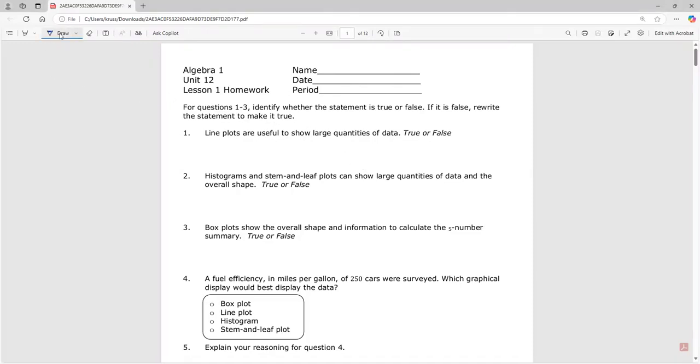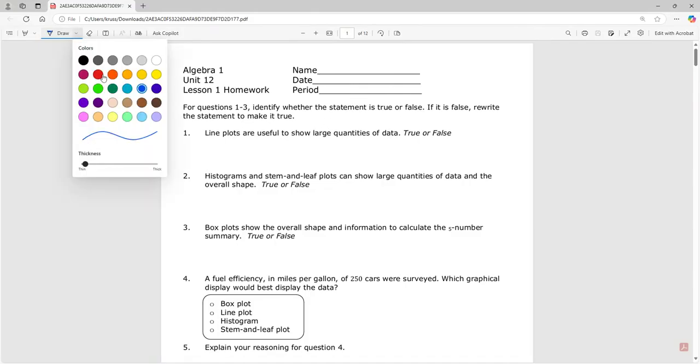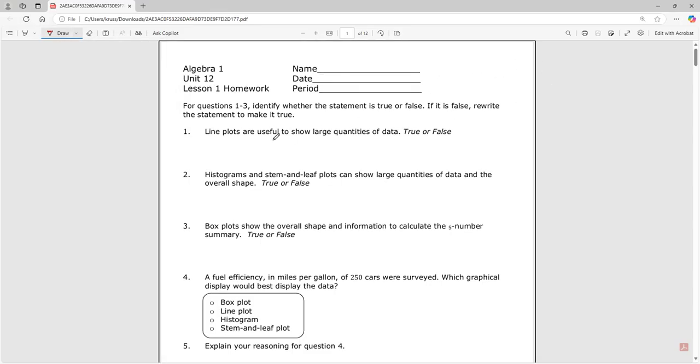All right, so we're going to start going over some of the homework questions. These are pretty similar to the practice book questions, but different. Okay, so let's take a look at what we have going on here. All right, so either true or false statements and explain why.